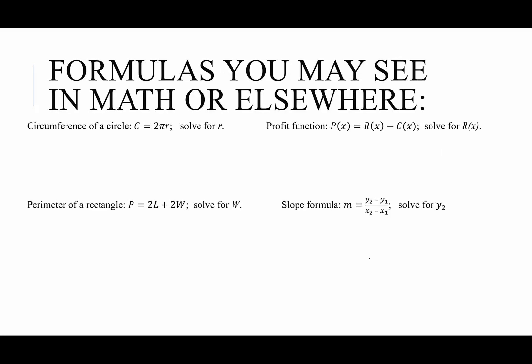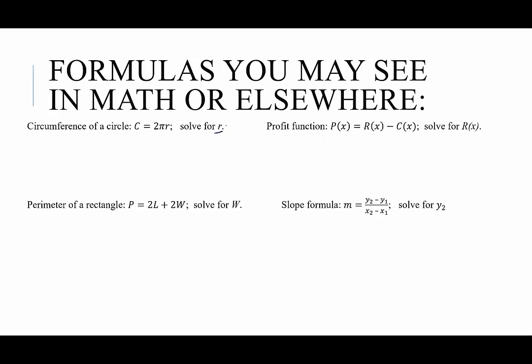Let's start by looking at some formulas you might see in math or somewhere else. First up is a geometric formula. It's the circumference of a circle, which is given by circumference equals 2 times pi times r, where r is the radius. In this formula, currently, it is solved for c, the circumference. But now, the directions indicate that we want to solve for r. So our goal is to get r by itself.